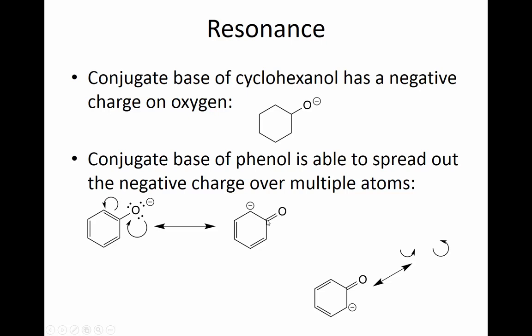The double bond can be a carbonyl group here, and here's the negative charge, or it can do it on the other side and have the negative charge there as well. So the negative charge can be distributed over pretty much the entire molecule in the conjugate base of phenol. So it's a more stable conjugate base than that of cyclohexanol. So it's a better acid here.